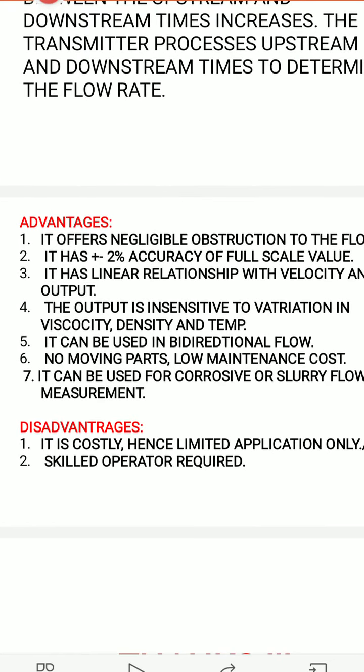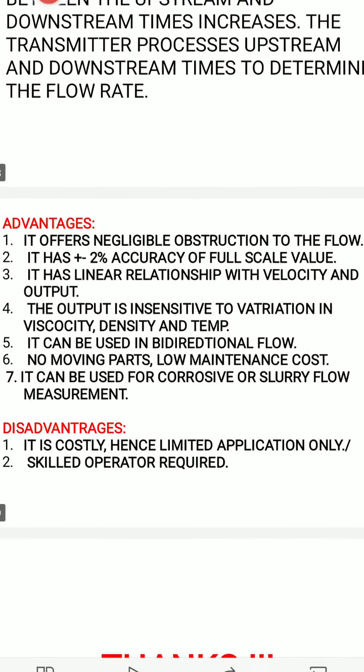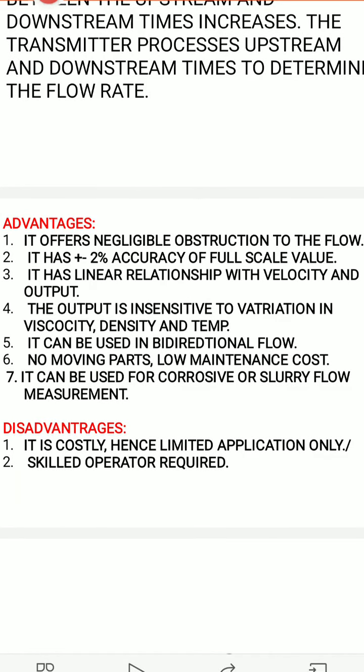As there is no moving part, there is low maintenance cost. Moving parts are inside the turbine flow meter, and the maintenance is the problem there. It can be used for corrosive or slurry fluid measurement because there is no chance of corrosion, as the transmitter and receiver heads are mounted on the outside of the pipe. Only we have to transmit the waves. What are the disadvantages? It is a costly device, hence it has limited application and skilled operators are required.